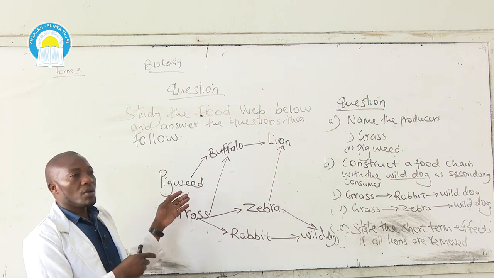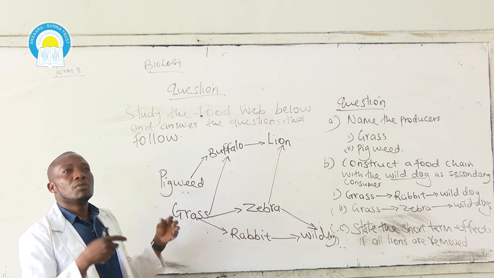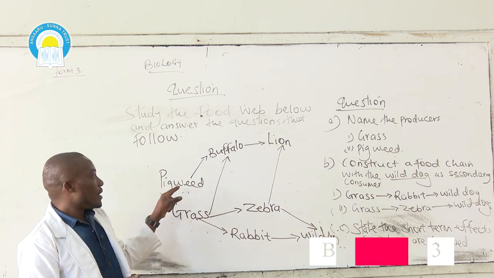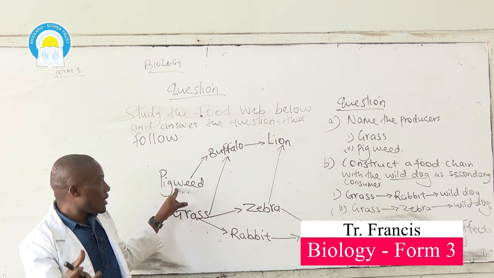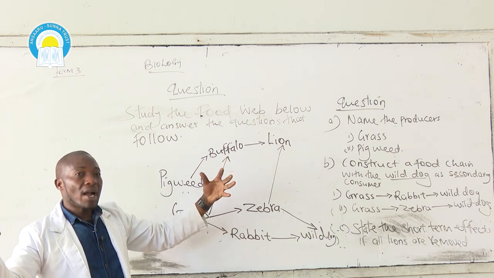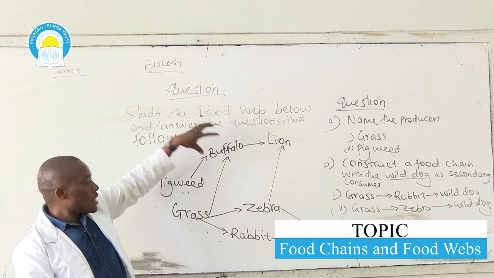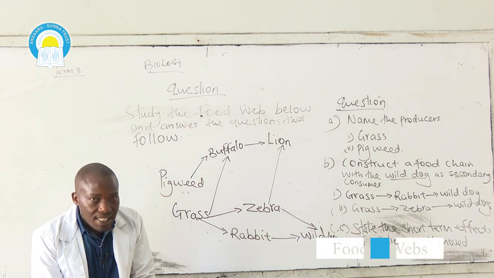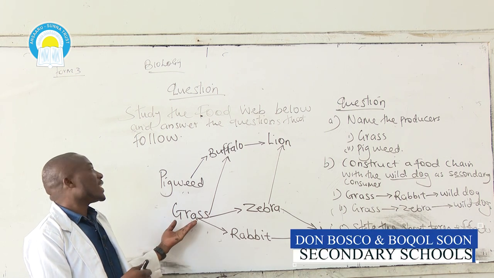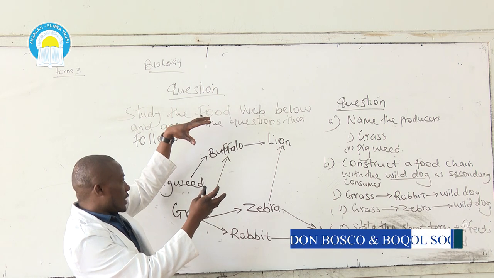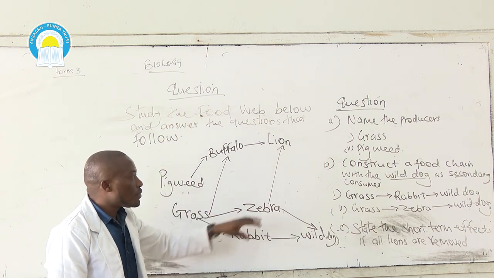What will happen to the pigweeds? The pigweeds now will have so many enemies. So the pigweeds will decrease. The pigweeds will reduce in number. I'm saying the buffaloes will increase, they'll become many. When the buffaloes become many, the pigweeds are going to decrease. Then the grass also is going to decrease, because you are seeing now the buffaloes are increasing.